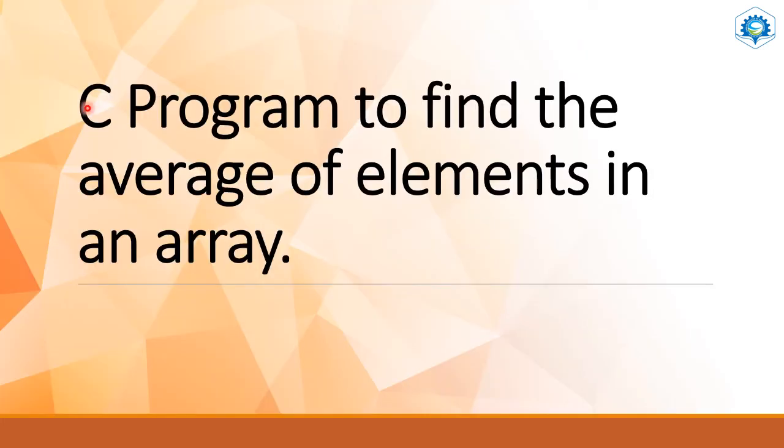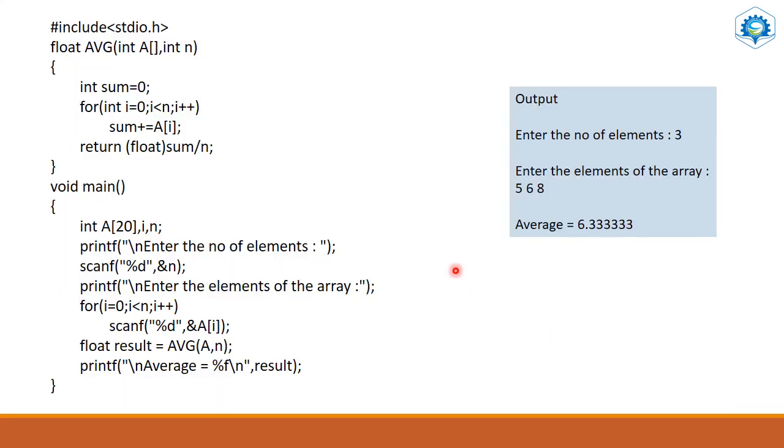Next we will discuss a C program to find the average of elements in an array. Let us see the program. Here this is the main function. We have declared an array a of 20, i, n. Enter the number of elements; n is the number of elements. And here we are reading the elements of the array a.